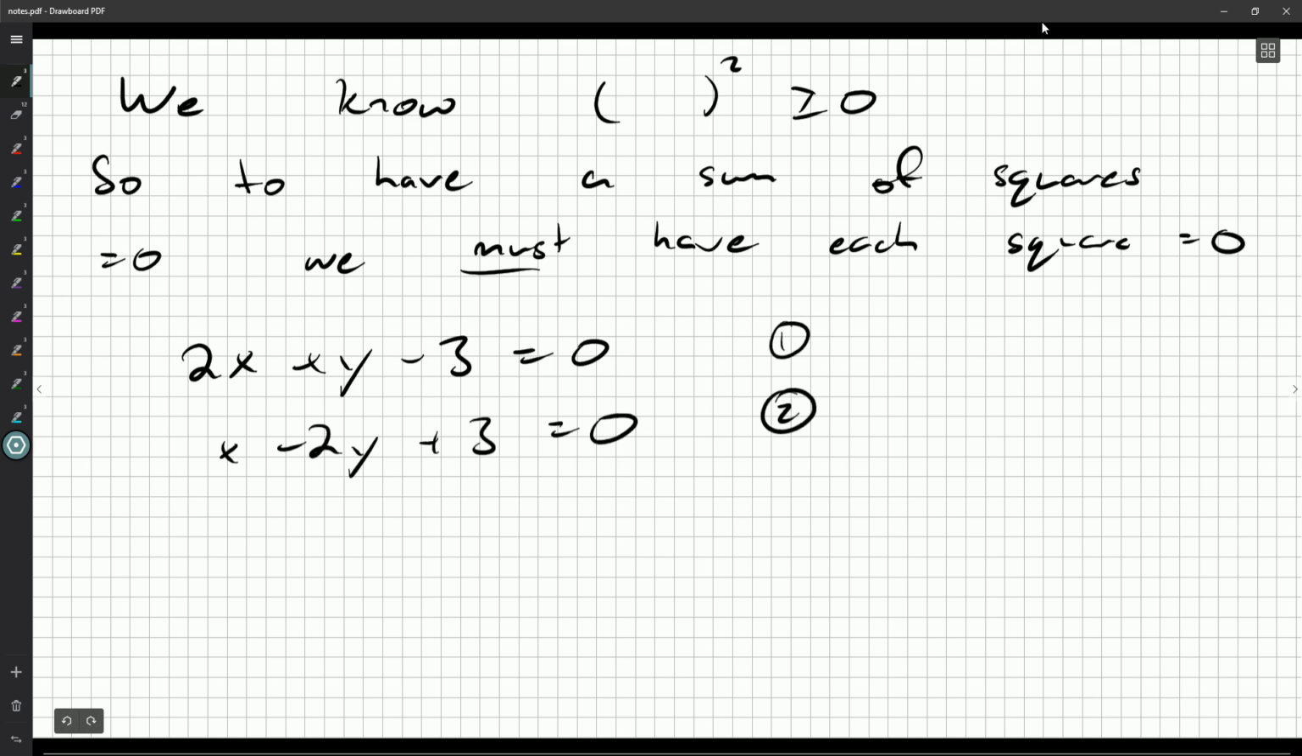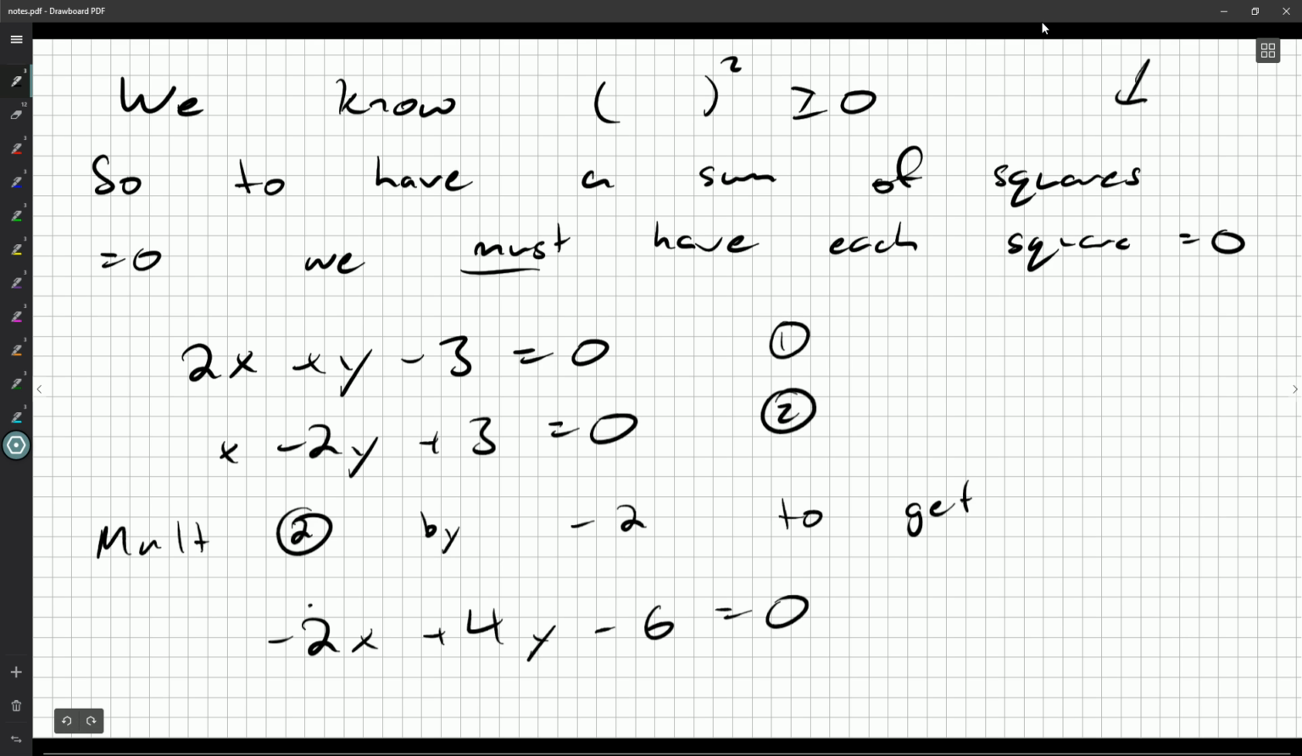And if this is your first time encountering this sort of statement, double check it. Make sure I'm telling the truth here. That way you're satisfied and maybe we'll remember and be confident to use it in the future. So what can we do to solve this? Well, suppose we multiply equation 2 by negative 2. So I'll have negative 2x plus 4y minus 6 is equal to 0.